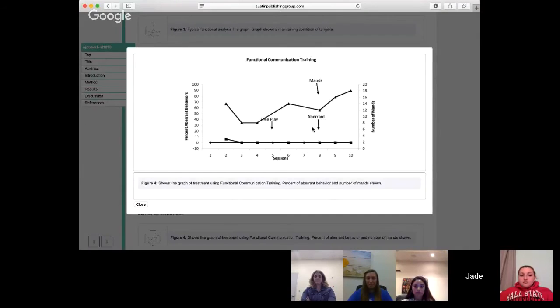And this study employs the use of functional analysis for the development of treatment based on the function of it. So as you can see, it starts out decreasing, it increases again, decreases, and then by the end of it, it does end up increasing. So those are the two figures.